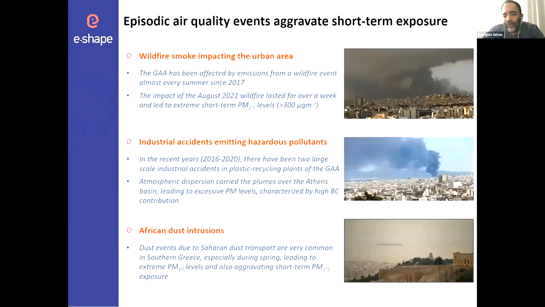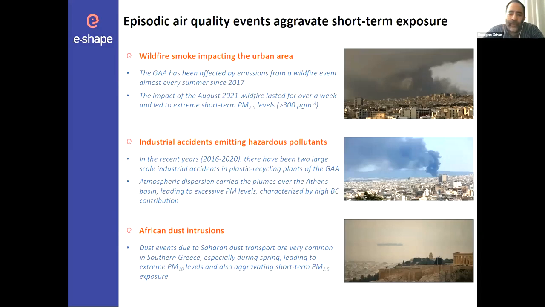Moreover, due to the geographical location of Athens, its climate and its urban development, episodic air quality events have become very frequent, and this is concerning for short-term exposure of the population. Now, there has been a major wildfire event impacting the area of Athens every year since 2017, and the most recent one in late August that lasted about 10 days was rather severe, causing unprecedented air quality degradation in the area. This also made the international headlines, as we all know.